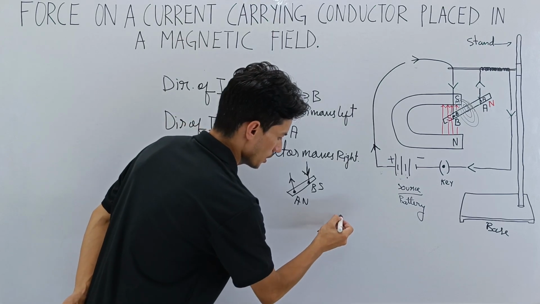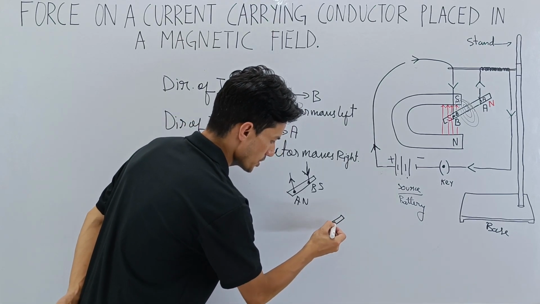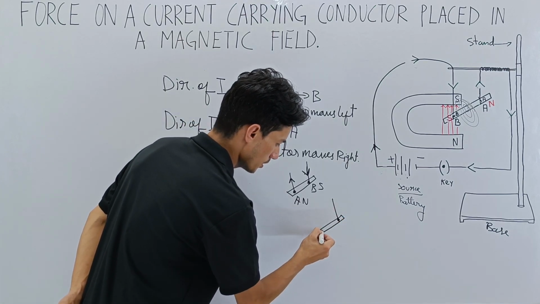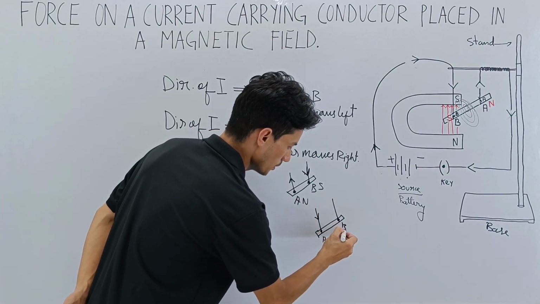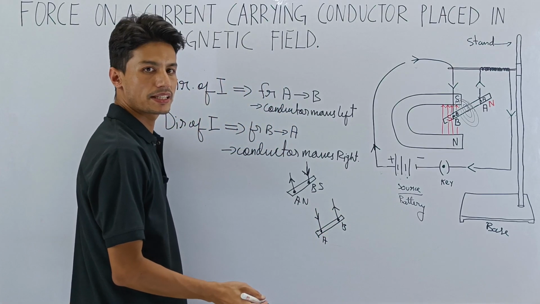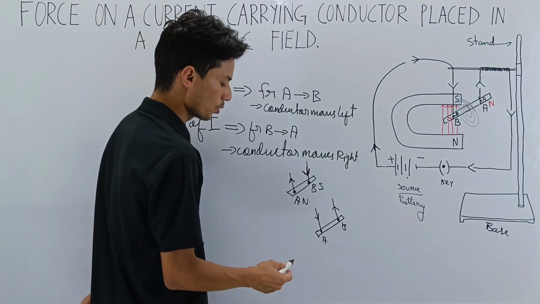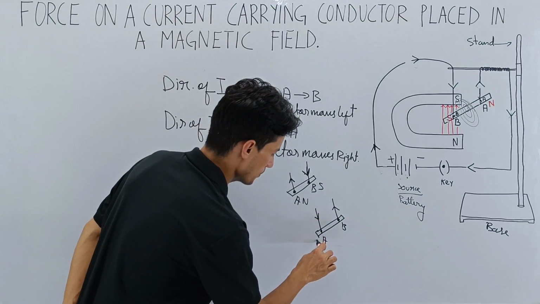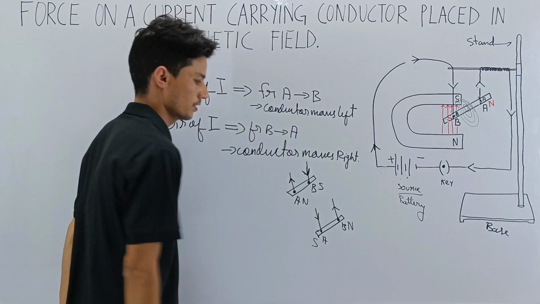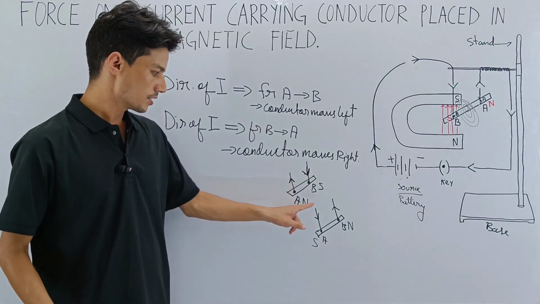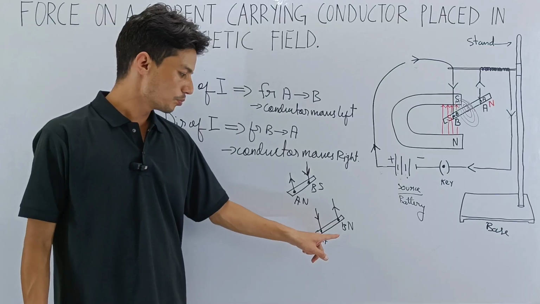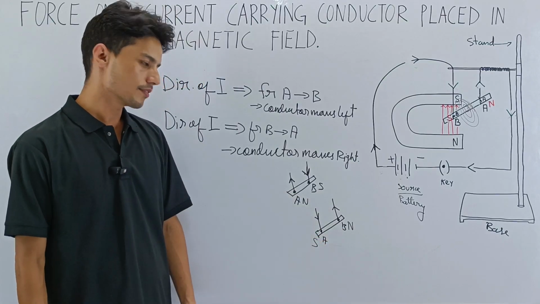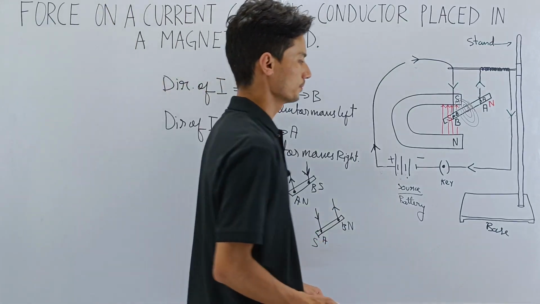But when we change the direction of current and make current enter from A to B, what happened? The poles of the magnetic field lines changed. So this became south and this became north. So on changing the direction of current, the poles of the magnetic field line change. Remember this. This is very, very important.